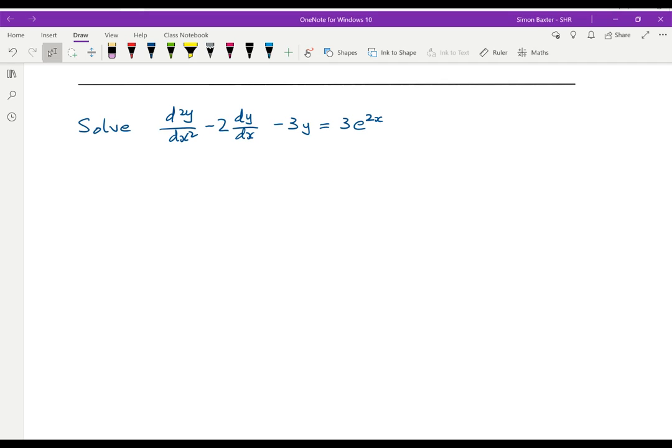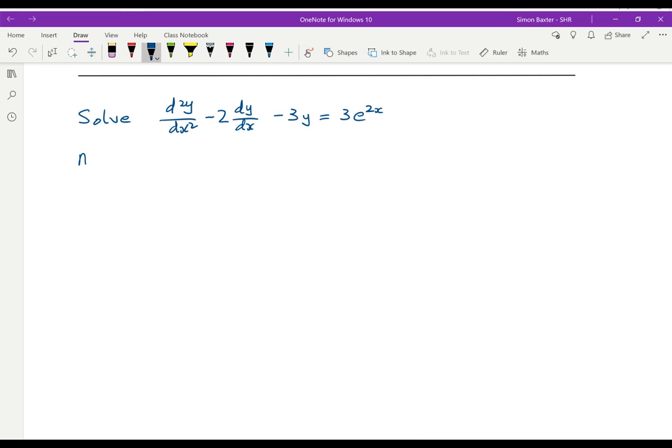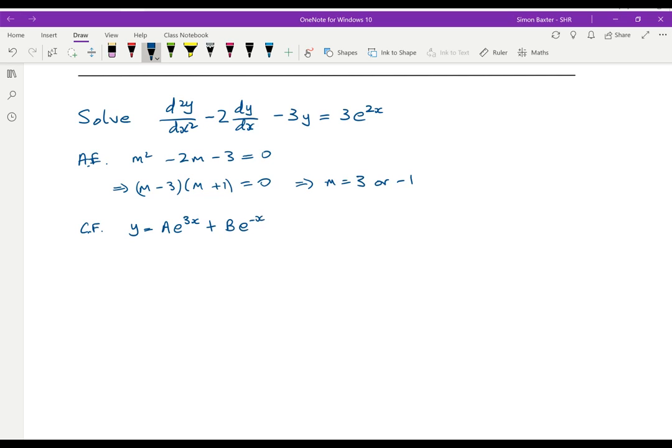For my second example, I'm going to look at d2y by dx squared minus 2dy by dx minus 3y is 3e to the 2x. These all start the same way. The first thing we do is to look for the auxiliary equation. That is m squared minus 2m minus 3 equals 0. If I factorize that, I get m minus 3, m plus 1 is 0. M is therefore 3 or minus 1. So my complementary function, which is the solution of the equation equals 0 that we're used to, is y equals a e to the 3x plus b e to the minus x.